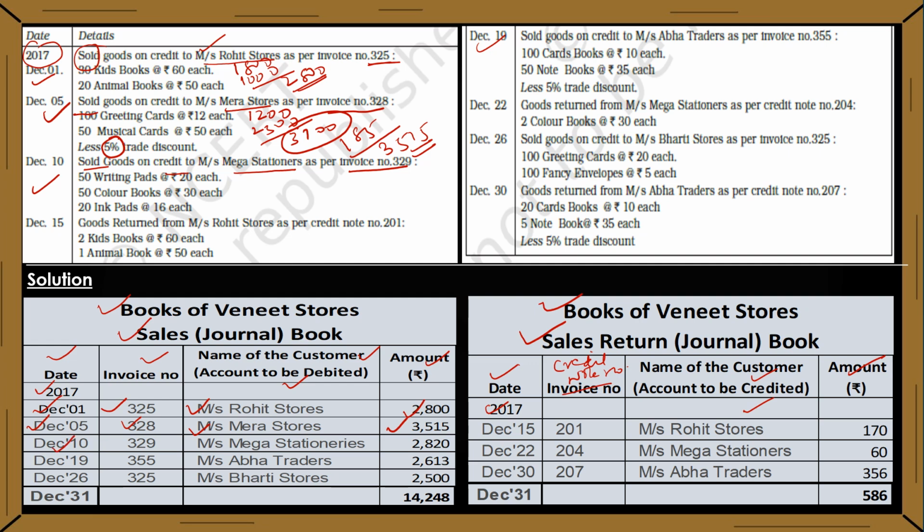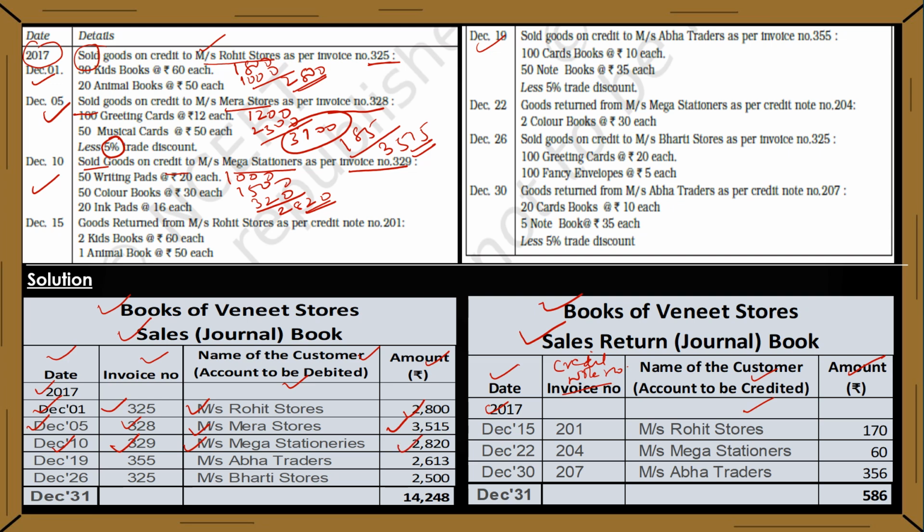See the sales journal book. Okay. Invoice number is 329 and name of the customer is Messrs. Mega Stationaries. 50 writing pads at 20 each is 1000 rupees. 50 color books at 30 each is 1500. 50 into 30. Okay. 20 ink pads at 16 each, 20 into 16 is 320. So total of 2820 will be taken to Mega Stationaries account.